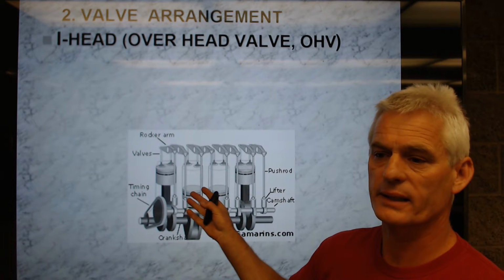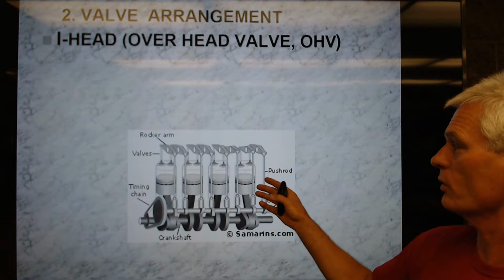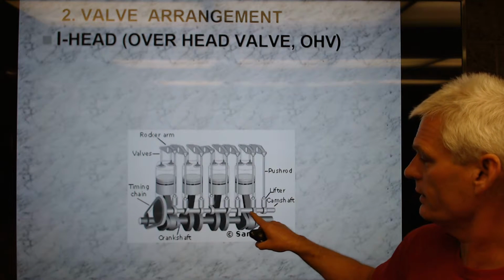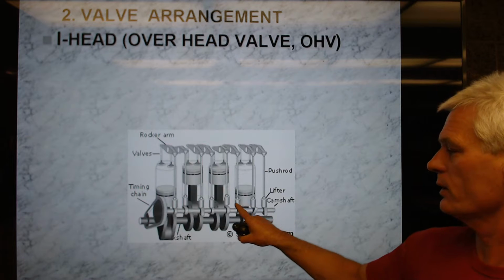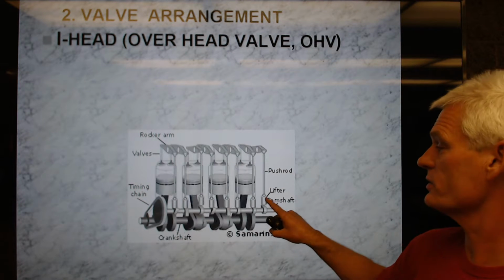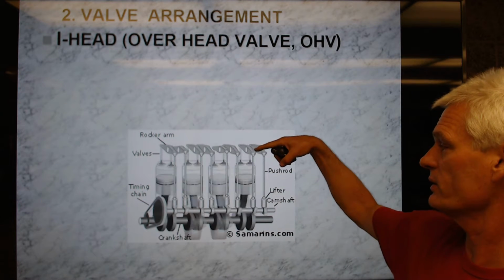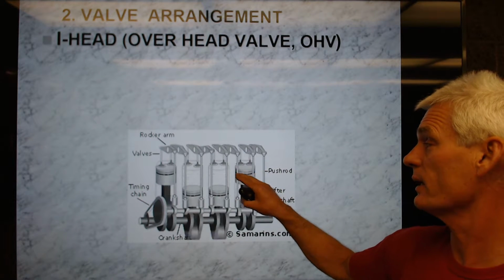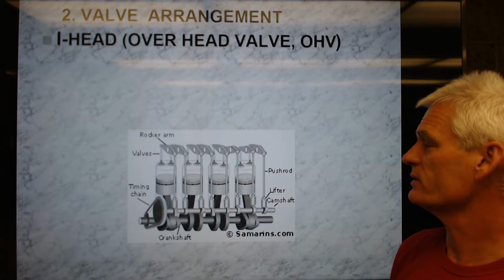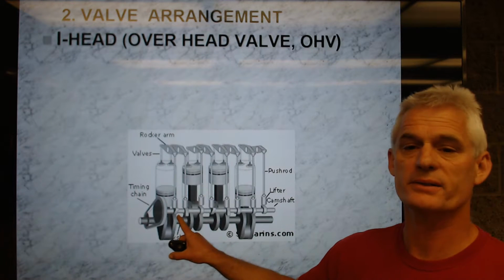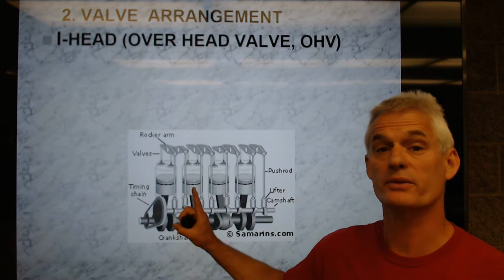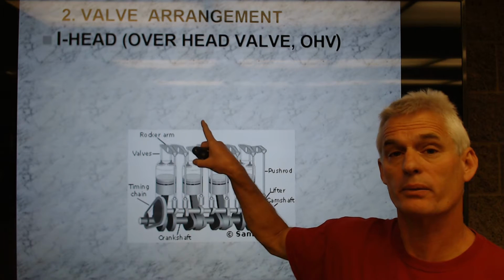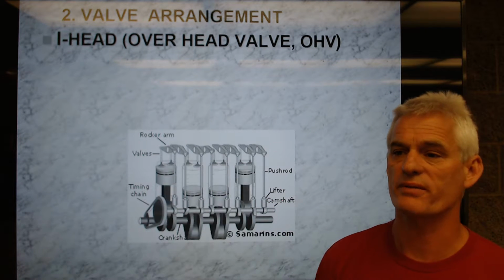This is a non-overhead cam engine. It's a pushrod engine or an overhead valve engine where you have the camshaft down in the block. You have these hydraulic valve lifters. You have these pushrods. You have these rockers, and these were all 2 valve per cylinder engines, 1 intake and 1 exhaust valve. And you can see how the cam eccentric pushes up on the lifter, which pushes up on the pushrod, which actuates the rocker and pushes the valve down.